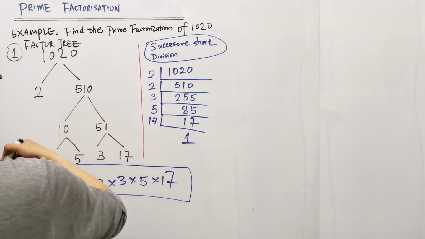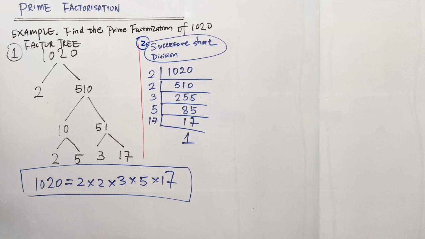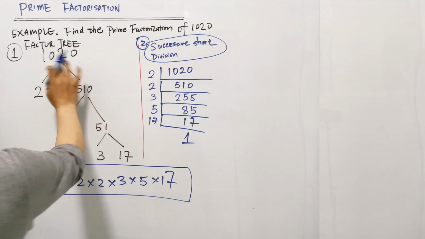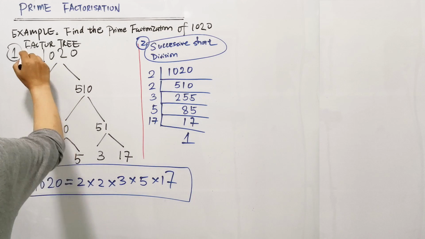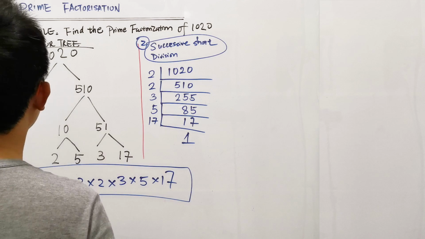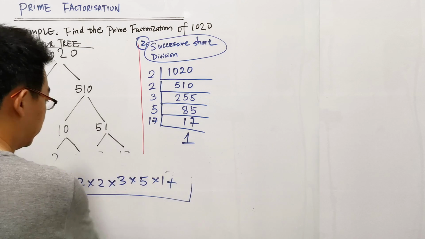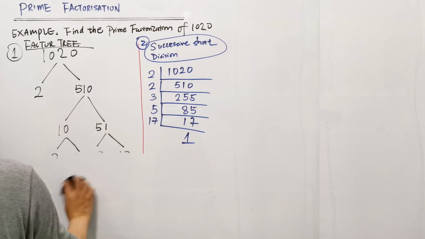Or the second one, use the successive short divisions. Okay, so basically we'll use the 2 different methods. So the first one, factor tree. Second one is this. Okay, two ways. Okay, let's give another example. So to find out different number, use both ways. Okay, factor tree, and then the successive short divisions. Okay, let's try one more example.